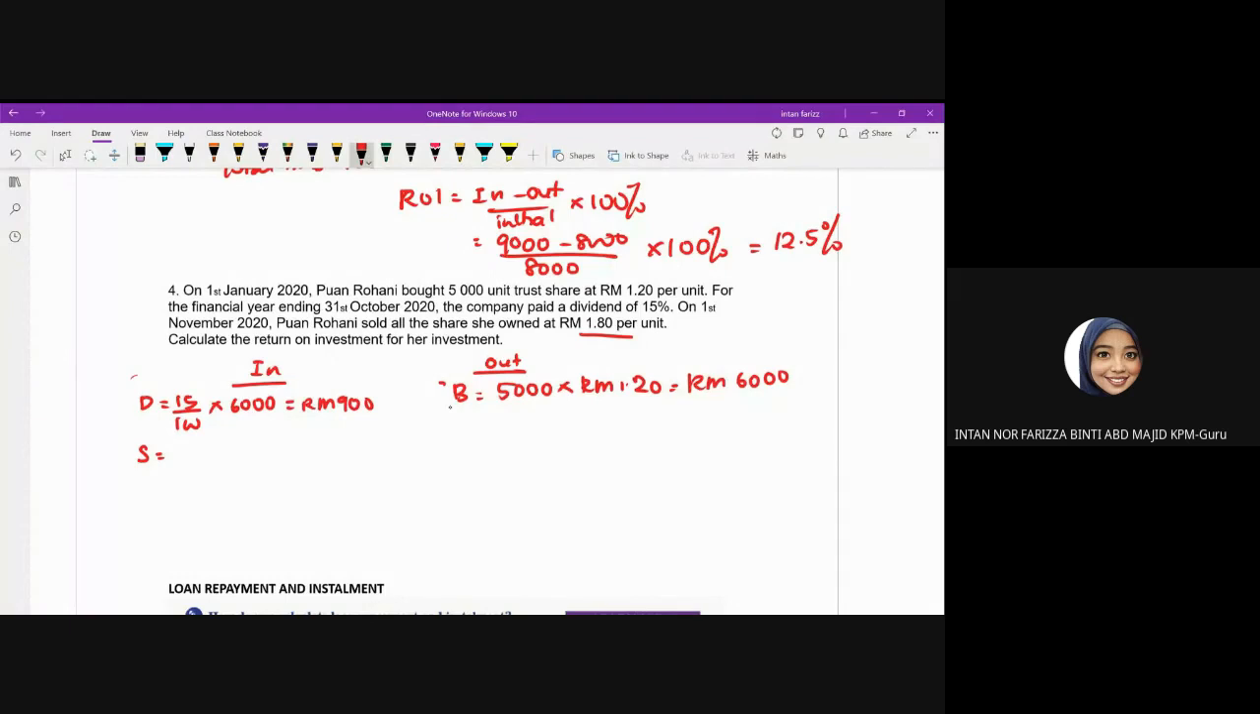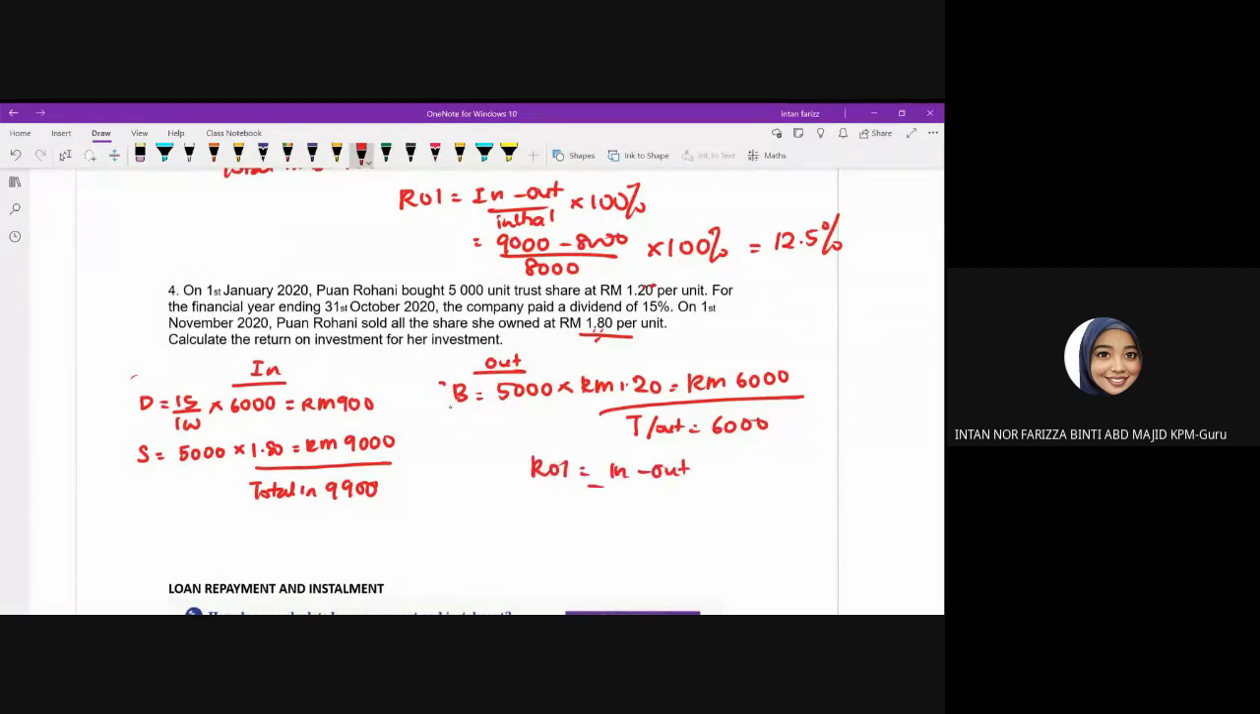You see, the profit per unit is 60 cent. But we don't want to calculate only the profit, we want to calculate everything. So the 5,000 units multiplied by the new price, which is 1.80, you get RM 9,000. Any more? Nothing. So you have to calculate ROI. Calculate the total in: 9,900. What's the total out? Total out is 6,000. So ROI is in minus out, over initial, times 100%.